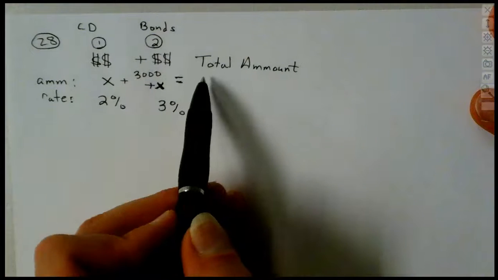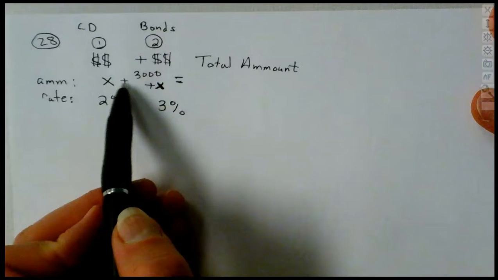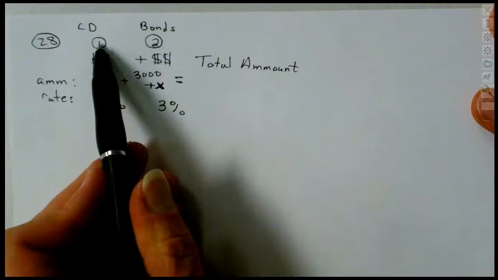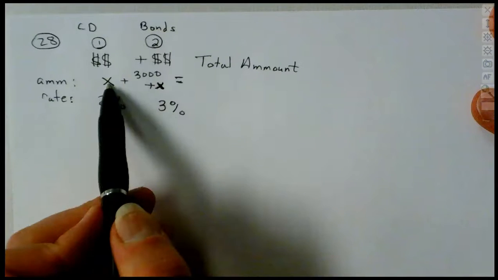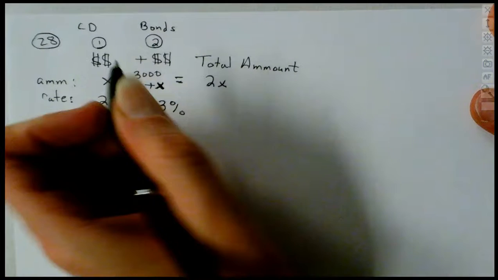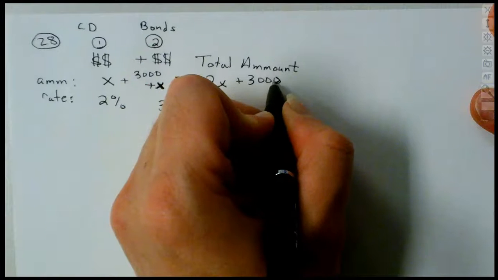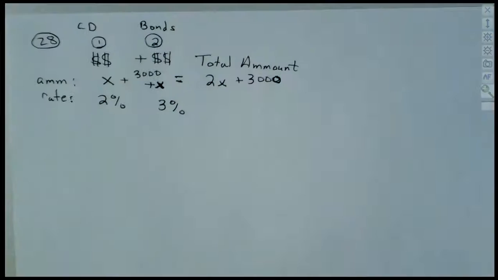Now, that $390 is interest. Interest does not go here. We want to add these across. So add these together because 1 plus 2 is 3. If I add these together, adding across, I get 2x plus 3,000. And you don't really have to do that. I like to do that, because students a lot of times get the interest and the amount of money mixed up.